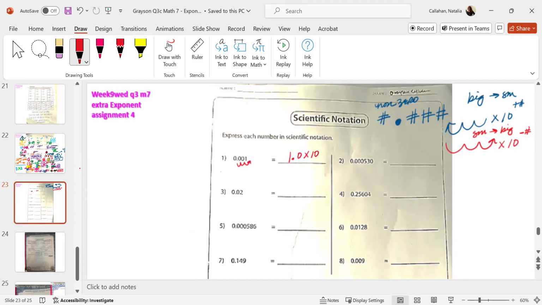1.0 times 10 to the third. So we have? Is that what you have? Because you're going 1, 2, 3, so you have 3. You're going to the right. All right, I have 1. Yeah, good. 1.0 is the same thing as 1.